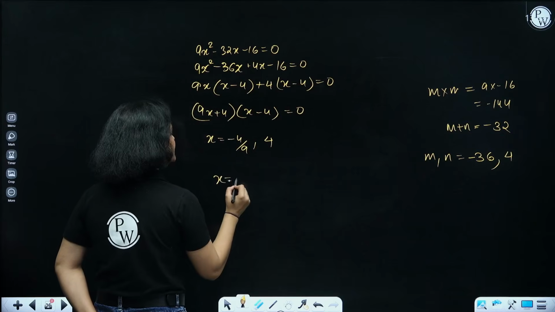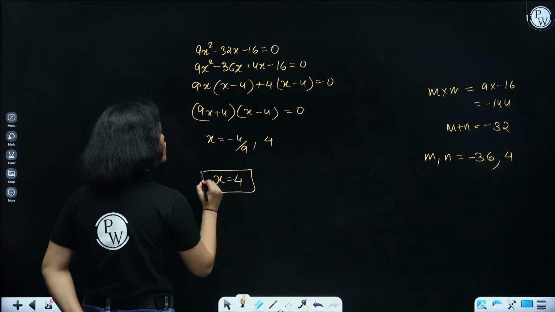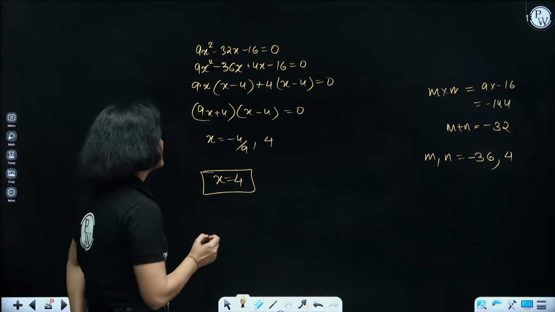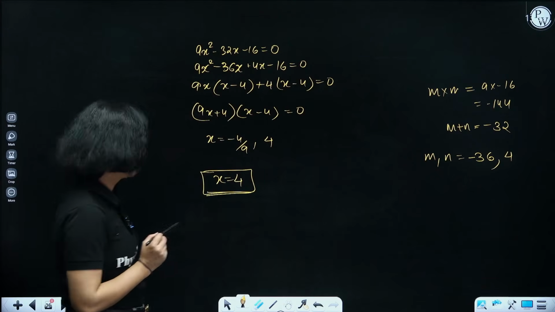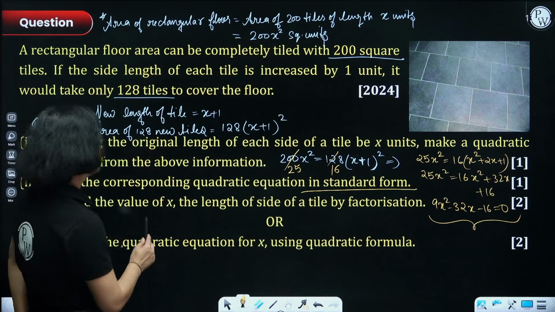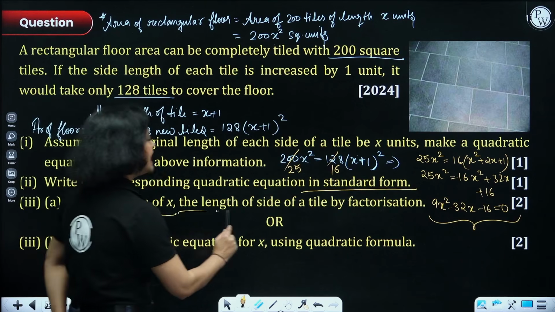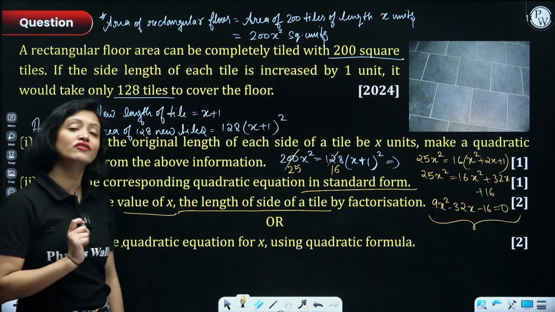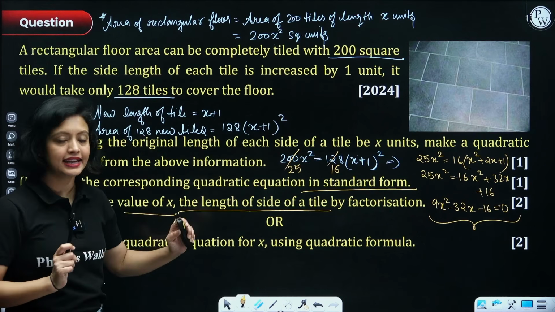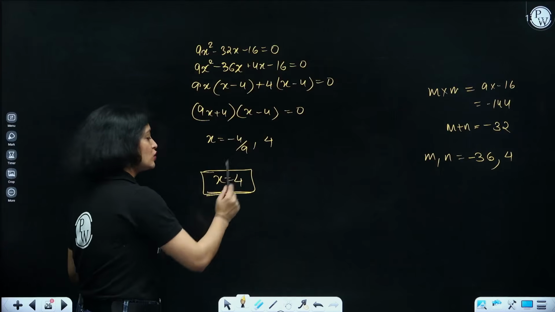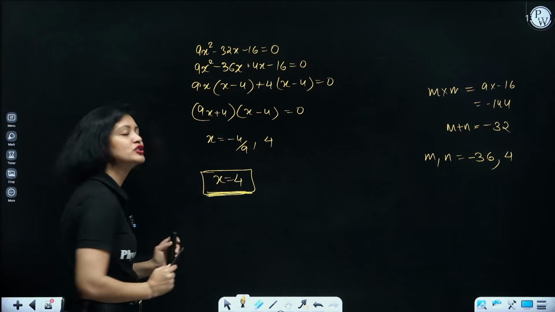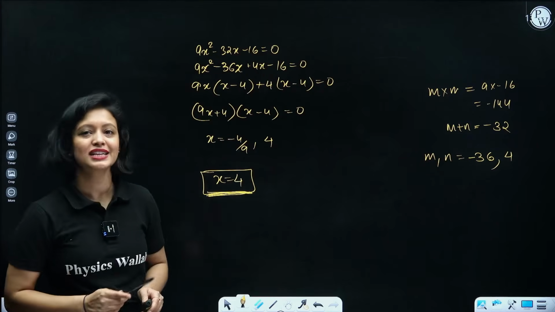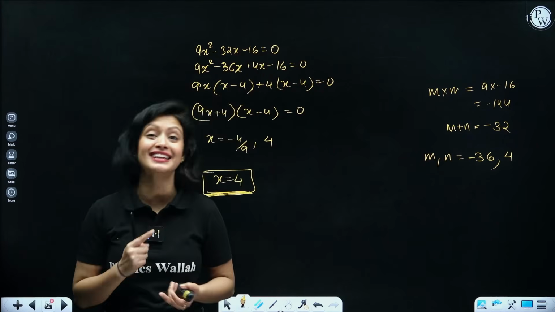I know that the side length of a square cannot be negative. So the final answer that you will give is x is equals to 4. That's the side length. They are asking you to find the value of x, the length of the side of a tile. So they are specifically asking you to write the length of the side of the tile. So after you have written down the roots, make sure that you say that x is equals to 4 units is the only length of the side that is possible. Make sure that you write that.